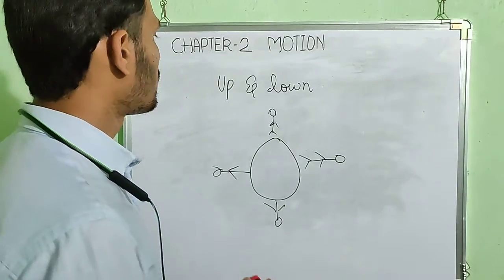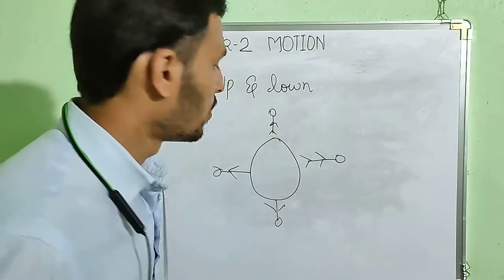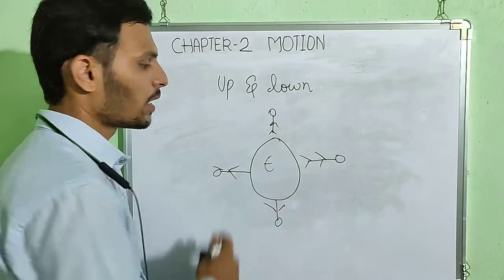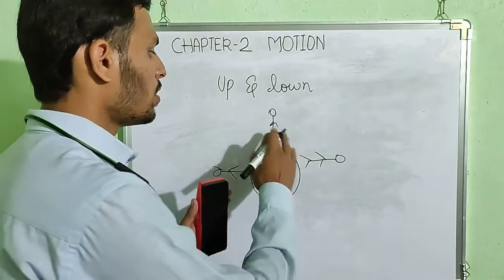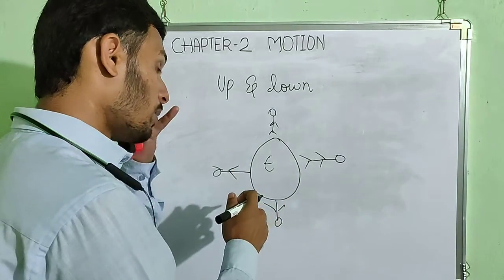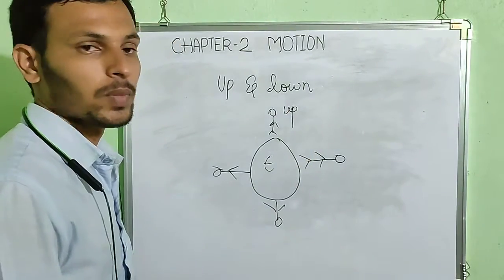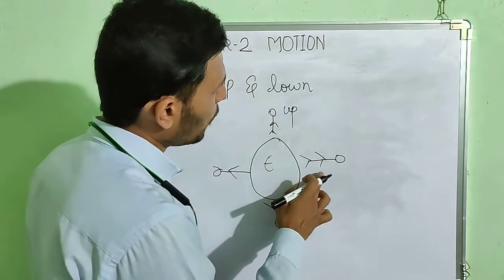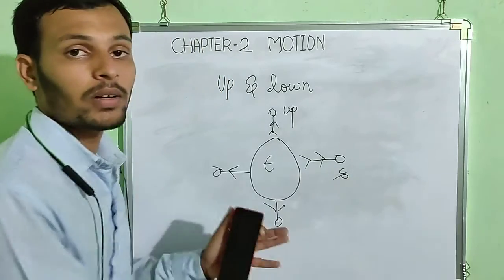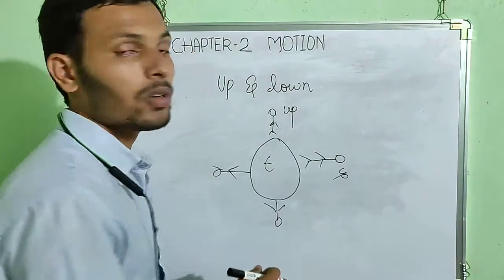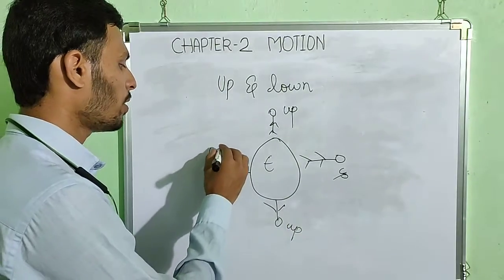Now we'll see about up and down, and how the relativity works here. This is Earth, and we all know that Earth is a spherical ball. The person living over here will be upward. Similarly, if he is over here, he will be on top of the land, not slanted. Similarly over here, he will be on top of the land.